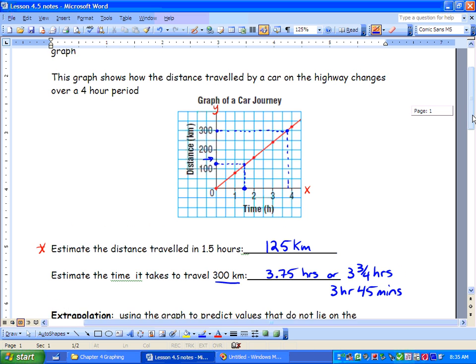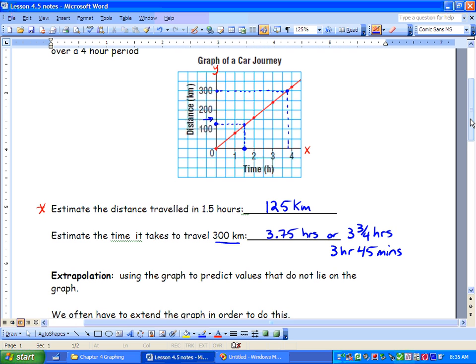All right, sounds good. All right, so we've done interpolation. It's inside the graph. We start at a point, and we find the other point in our other variable.